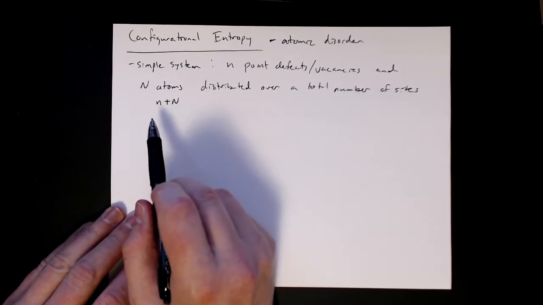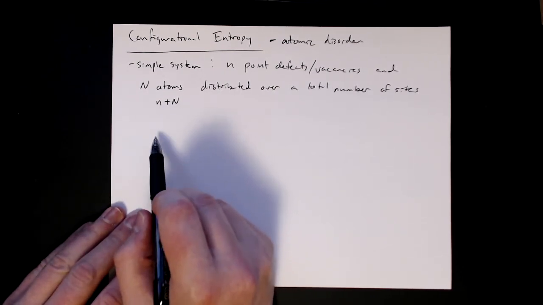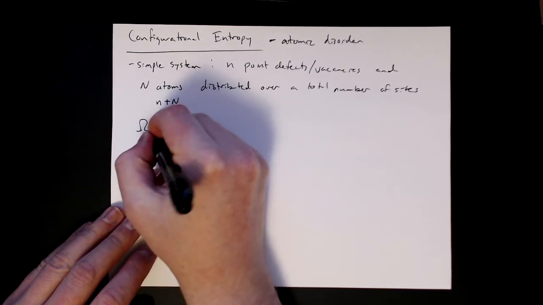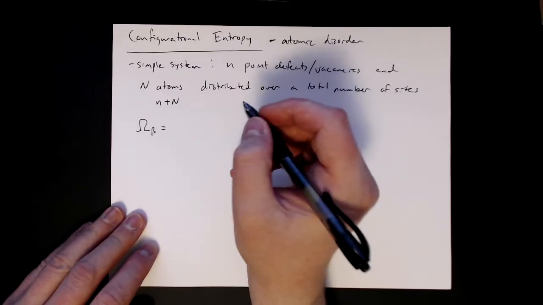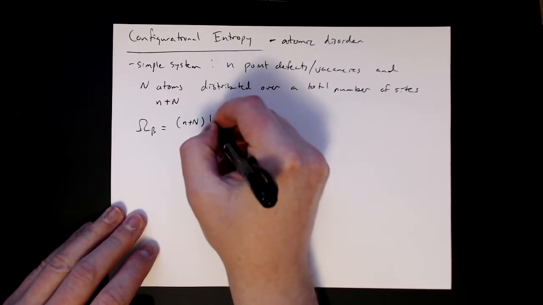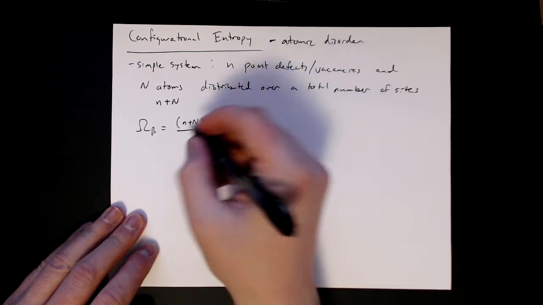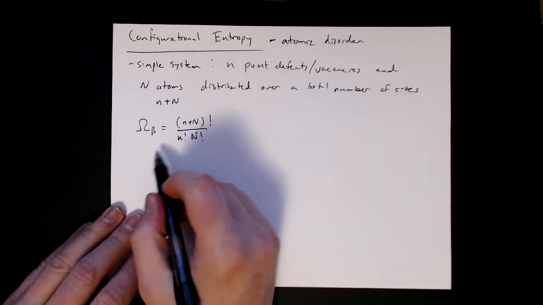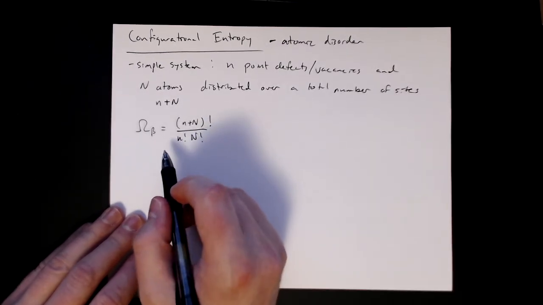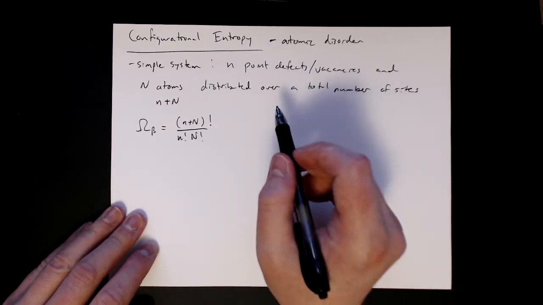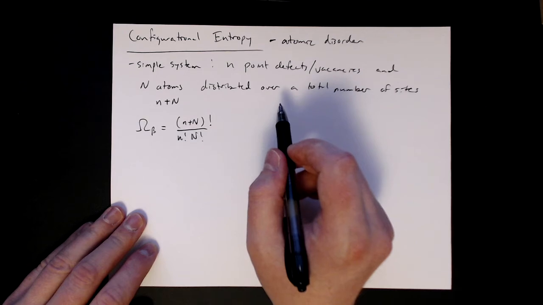And so the total number of configurations that we can have for the Boltzmann equation is that omega term, and that's going to be equal to (n plus capital N) factorial over n factorial times capital N factorial. So this is how we describe the total number of different configurations possible for this simple system, talking about atomic disorder.